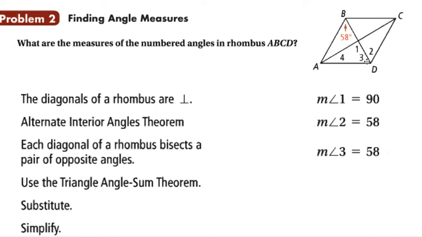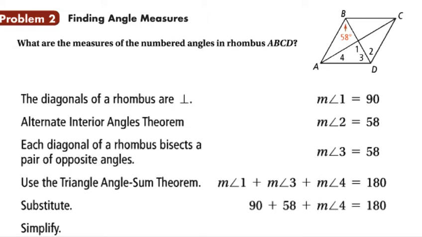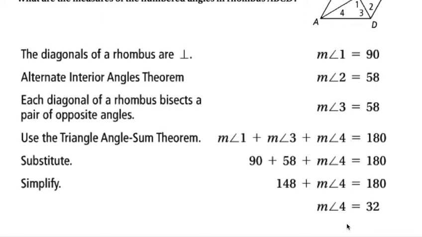So now we've got angles 1, 2, and 3. How do we get angle 4? Well, angle 4 we could figure out using just this small triangle on the bottom. We already know 1 and 3. So if we add those two together, we can use the triangle sum theorem, and they add to 180. So we can just plug those in that we know and solve for angle 4, and we get 32 degrees.